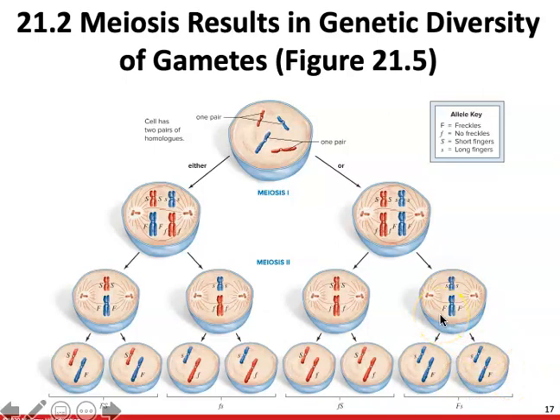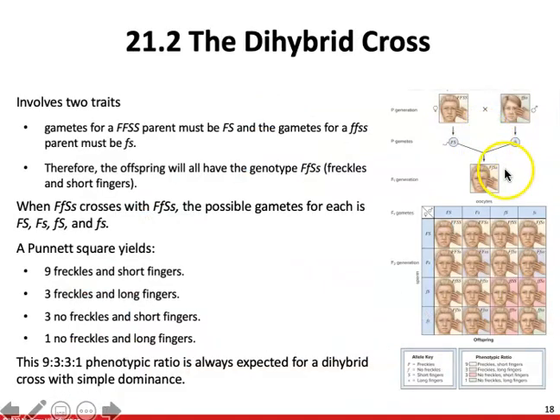So in other words, just because an individual is dominant for one trait doesn't mean they're going to be dominant for all traits. Just because they have the dominant trait freckles doesn't mean they're going to have the dominant trait for short fingers. So here's an example of kind of what that looks like. This is a dihybrid cross.